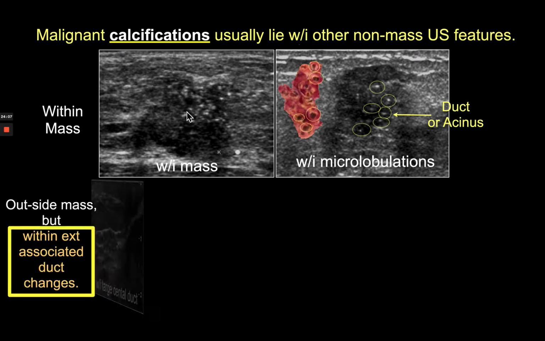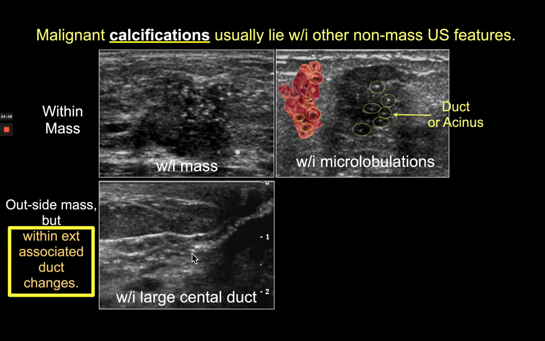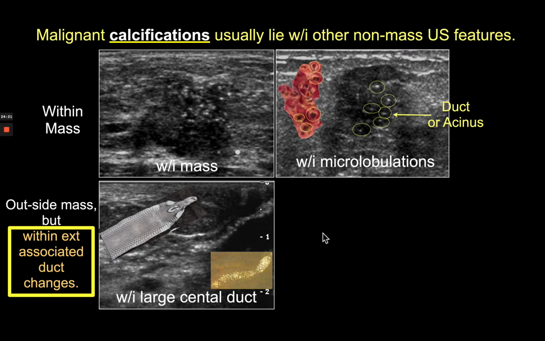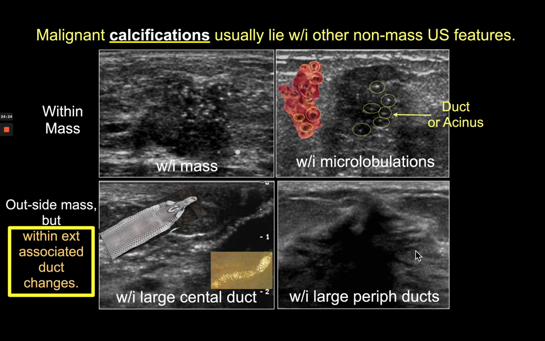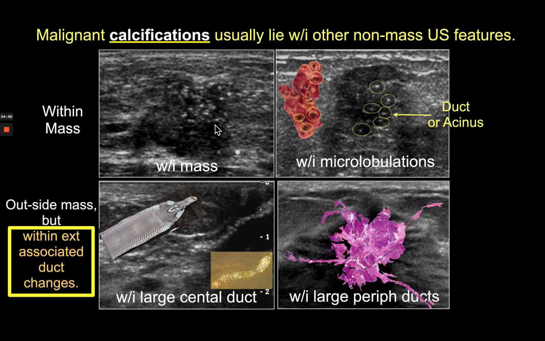And again, when we see calcifications outside a mass, we want to specifically place them inside a duct. So if it's in a duct toward the nipple, these snakeskin-like calcifications are very typical of micropapillary DAB grade 3, or you can see them in smaller, more peripheral ducts. But again, being able to place microcalcifications inside enlarged ducts or microlobulations inside one of the other non-mass features increases the likelihood that it's truly malignant.